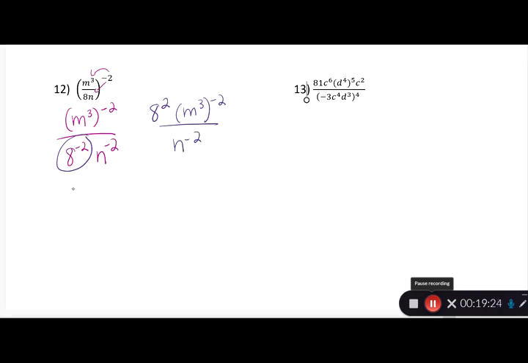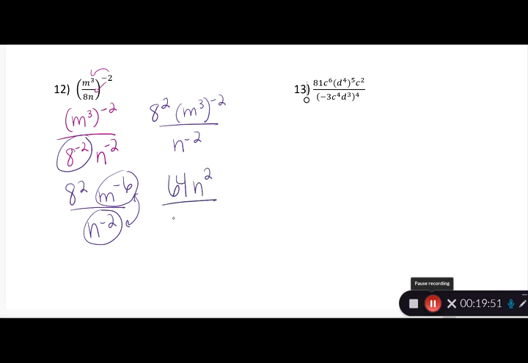Okay? So 8 squared. M cubed to the negative 2 gives me m to the negative 6 over n to the negative 2. And now both of these two are also going to move. So you could have waited to move it, but I just find that a lot of my students forget this step and then they miss it or they get it completely wrong because they made a mistake. So please be aware of that. So now I have 64 n squared over m to the 6th. And that's it for that one.